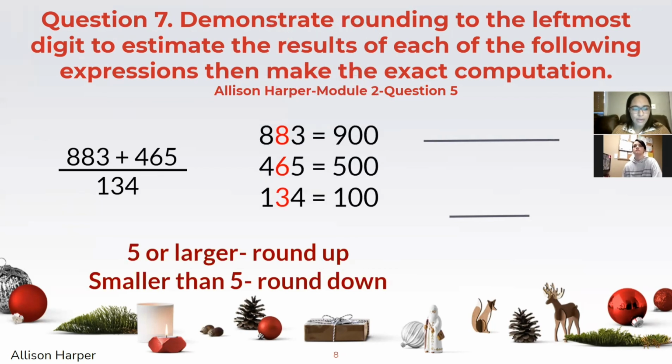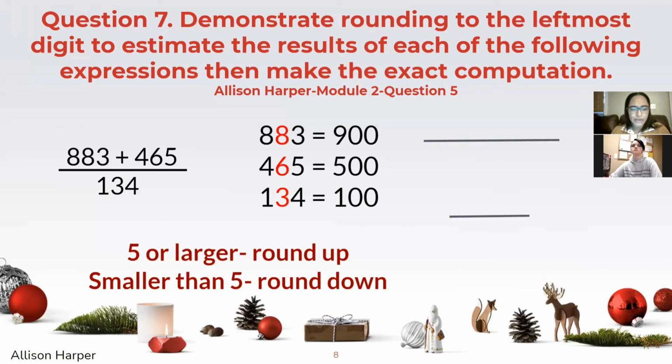So here's all of our numbers in our equation over here. And what we're going to do, since there's 3 digits, we're going to look at the number in the middle to determine whether we round up or down. So with the number 883, the middle digit is 8. So it's larger than 5. We round up to 900. For 465, our middle digit is a 6, which is larger than 5. So once again, we're going to round up to 500.